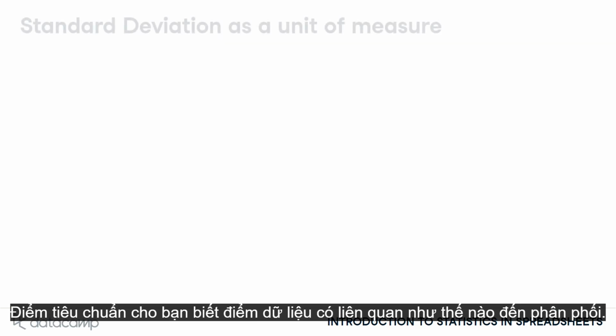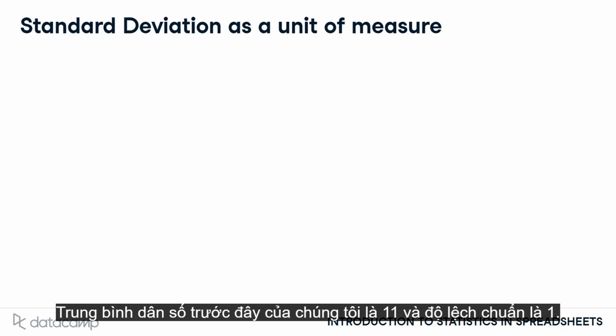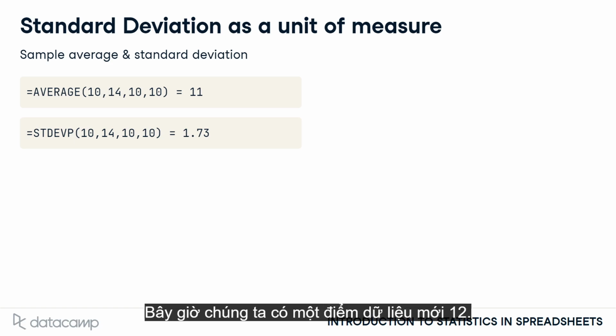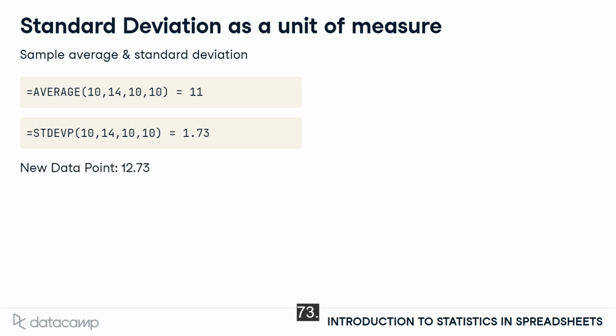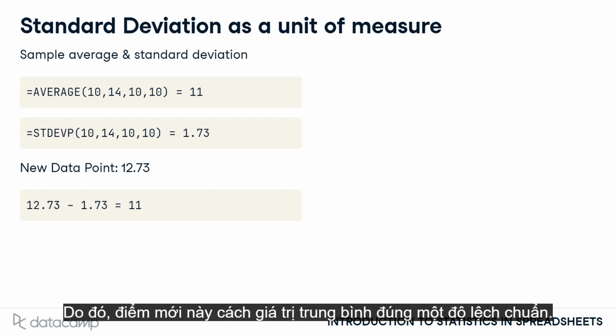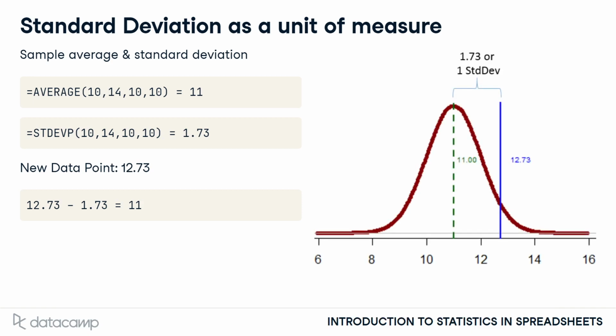Standard scores show you how a data point relates to the distribution. Our previous population mean was 11, and standard deviation was 1.73. Now we have a new data point, 12.73. Subtracting the standard deviation, 12.73 minus 1.73, you get back to the mean of 11. Thus, this new data point is exactly one standard deviation away from the mean.